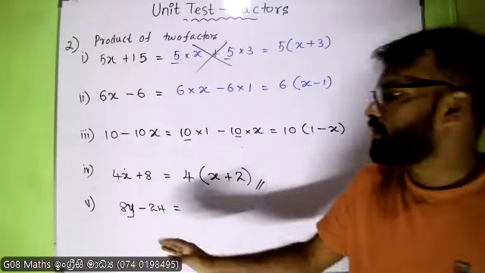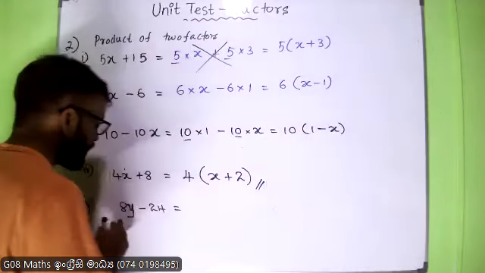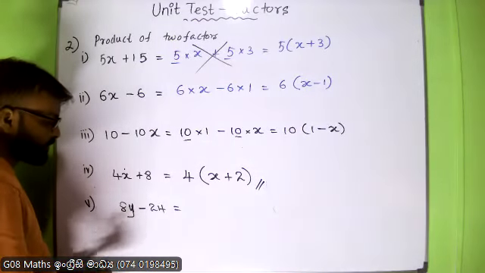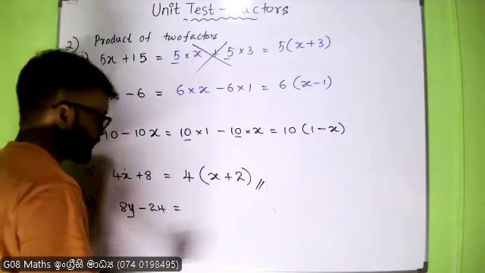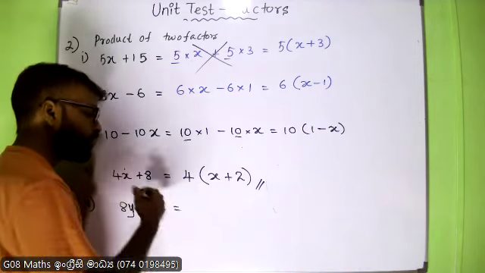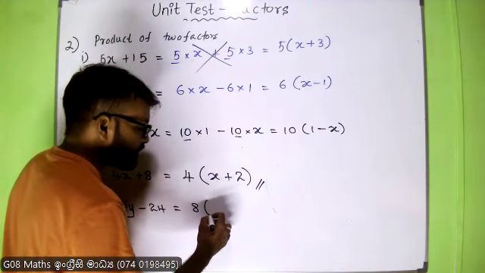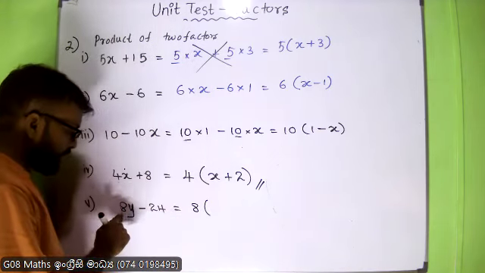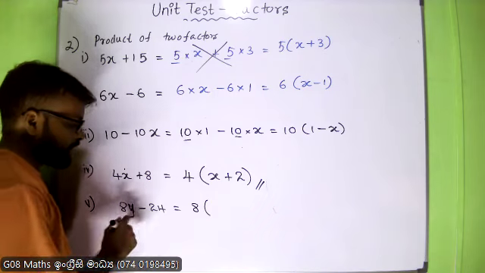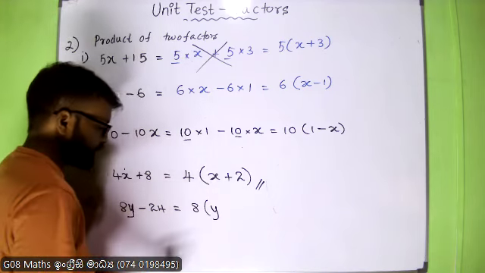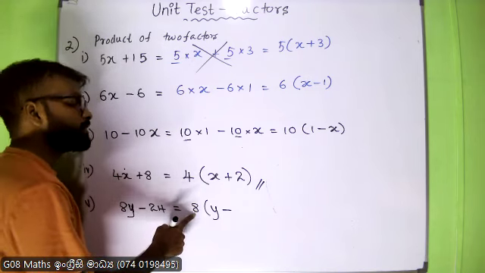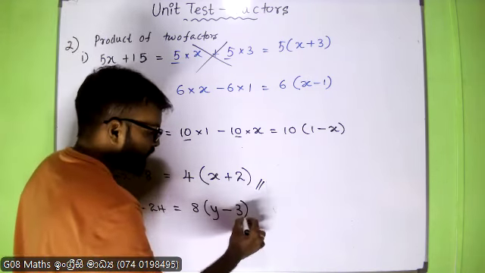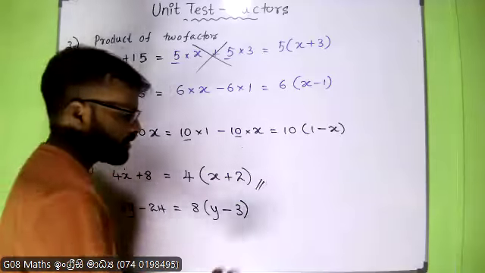Right. So the common factor for both of these terms is 8, right? 8y minus 24. So I am taking 8 out of the bracket. What is the meaning of that? 8y divided by 8, the remaining part is y. Minus 24 divided by 8, 3. Right? 8 times 3, 24. So this is it.